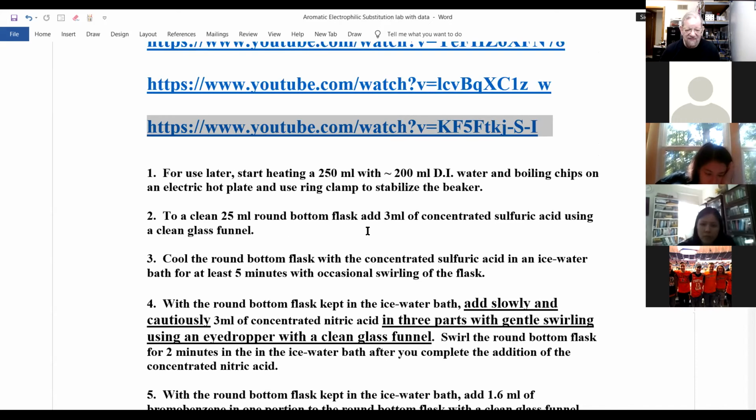In a round bottom flask, you'd add 3 milliliters of concentrated sulfuric acid using a glass funnel. That's dangerous stuff. And then you'll put it in an ice bath because the next reaction is exothermic. It gives off heat and you don't want that heat given off. So that's why you put it in an ice water bath, called an ice bath.